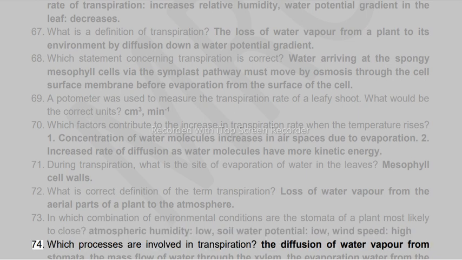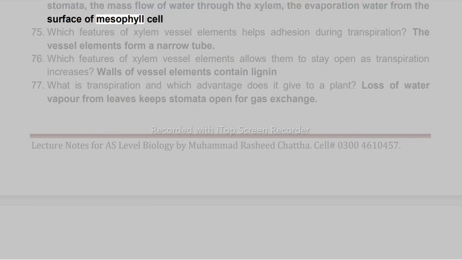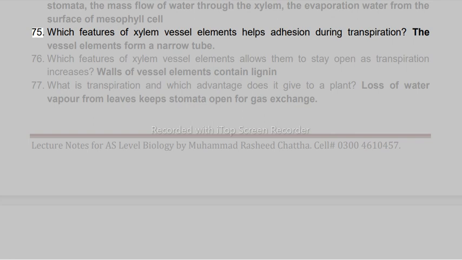74. Which processes are involved in transpiration? The diffusion of water vapor from stomata, the mass flow of water through the xylem, the evaporation of water from the surface of mesophyll cells. 75. Which features of xylem vessel elements help adhesion during transpiration?